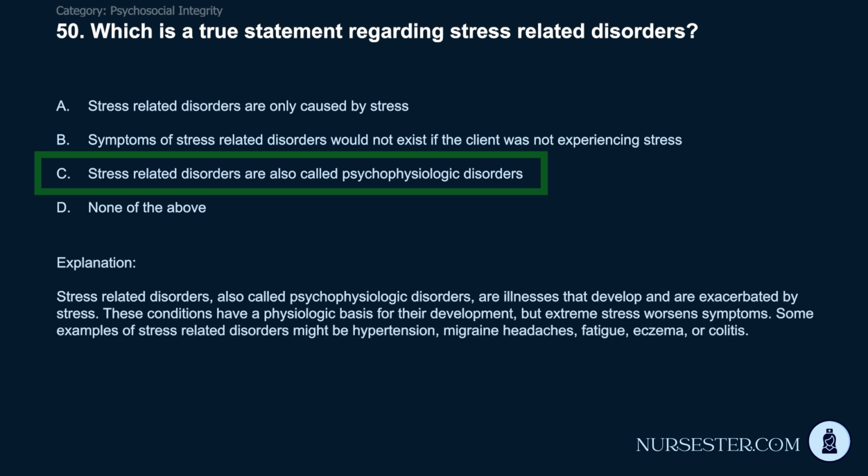Stress-related disorders, also called psychophysiologic disorders, are illnesses that develop and are exacerbated by stress. These conditions have a physiologic basis for their development, but extreme stress worsens symptoms. Some examples of stress-related disorders might be hypertension, migraine headaches, fatigue, eczema, or colitis.